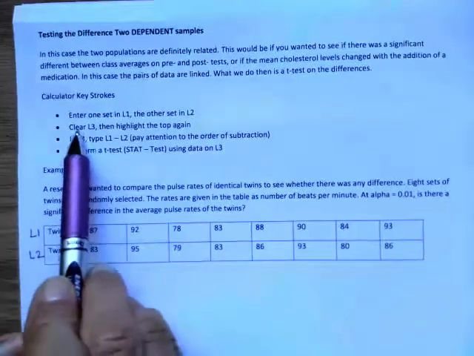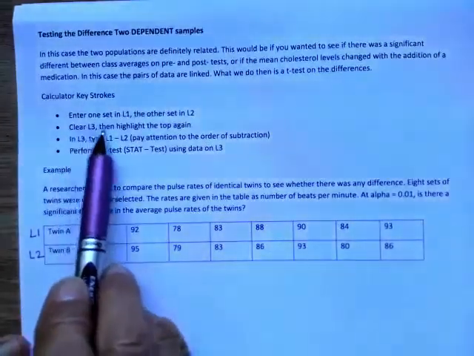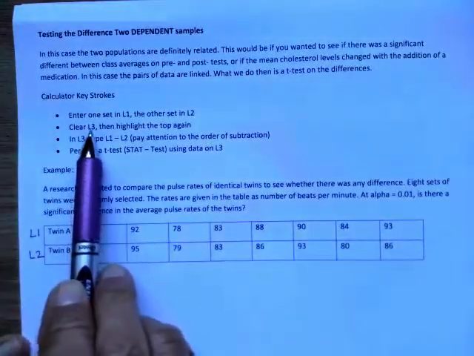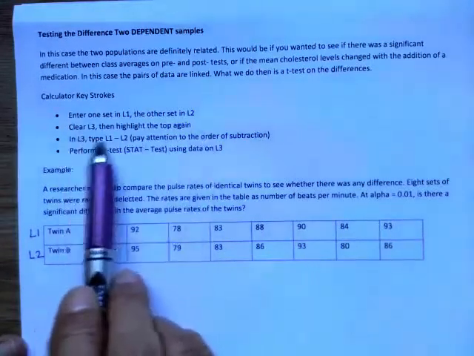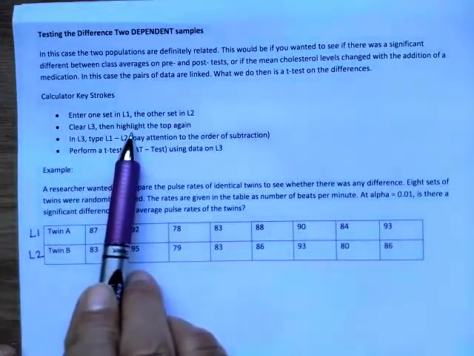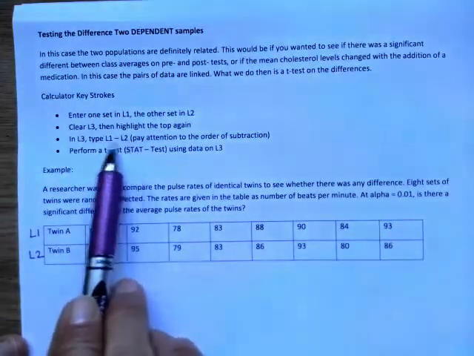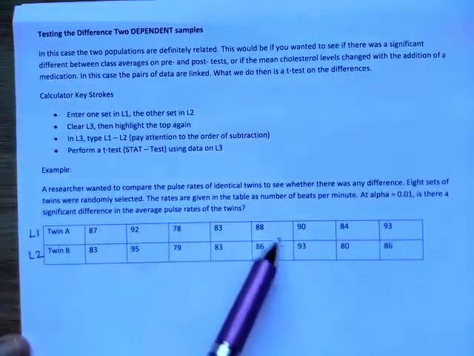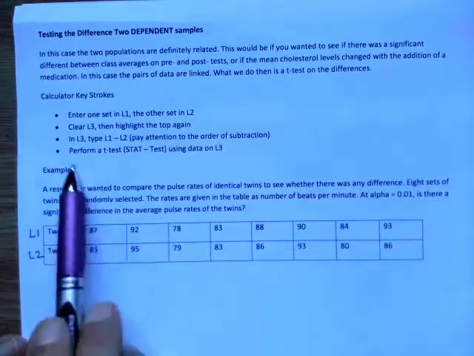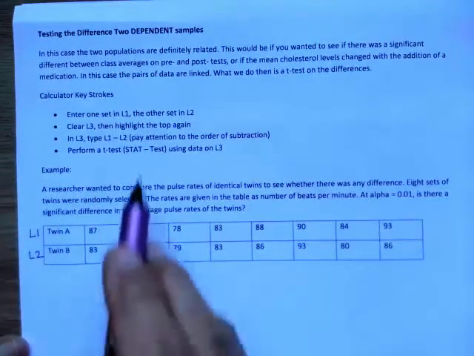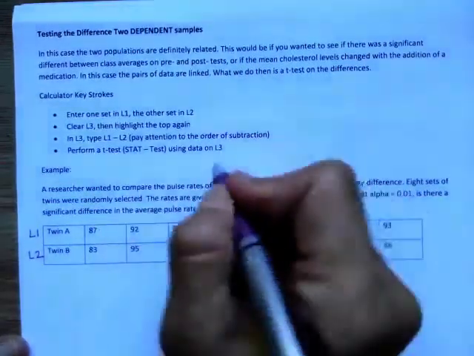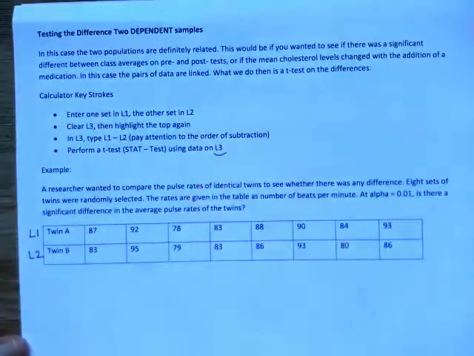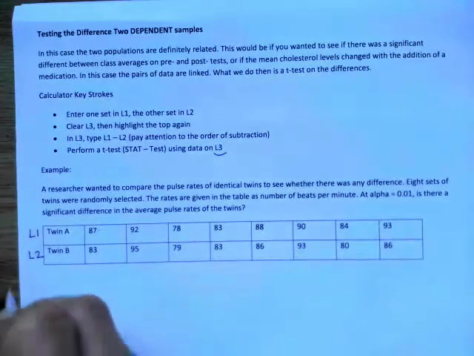Back up here. So once we get them input, then we're going to clear out L3. I need to make myself some space. And then there's this awesome thing: I can go ahead and have my calculator do the subtraction. So we're actually going to do the difference between these two values. And then we do a t-test. So stat, test, and then the t-test is going to be on L3, which is that difference. So is there a difference between twin A and twin B?